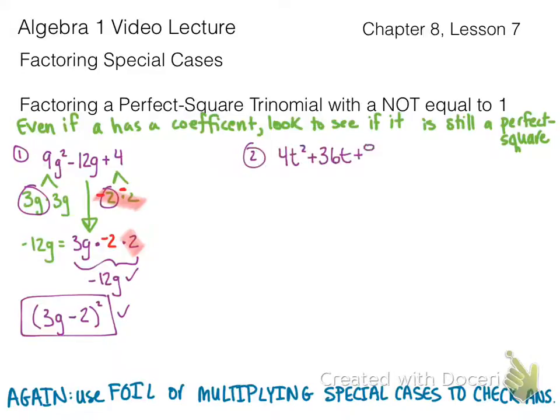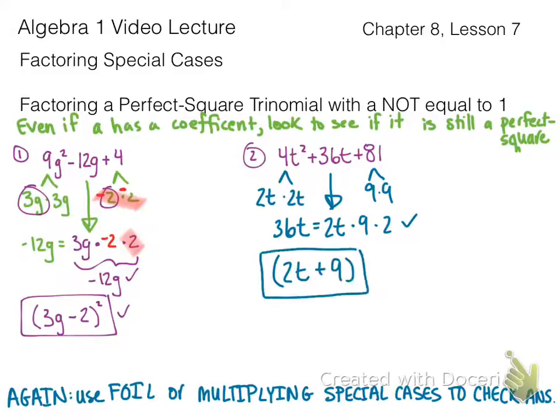All right, next problem. We have 4t squared plus 36t plus 81. 4t squared is a perfect square, 2t times 2t. 81 is also a perfect square. Now let's see if the middle term works out. We have 36t, so we want 2t times 9 times 2. Well, guess what? It works. We get 36t, which means my special case is 2t plus 9 squared.